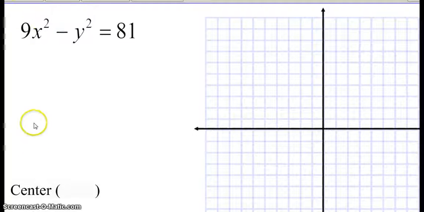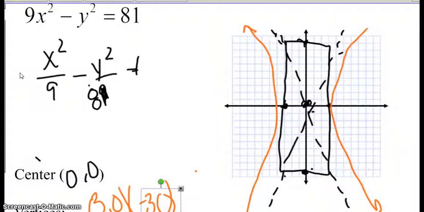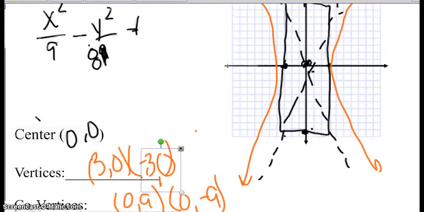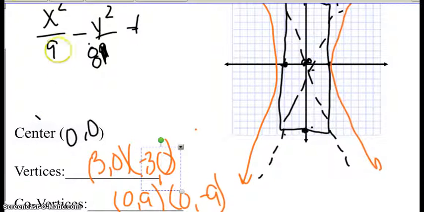Okay? Do this one, please look. It goes back to x squared being first. So go ahead, pause the video. Do this one on your own, please. Okay, so sorry guys, I know my drawings are not that neat. My pen's giving me a really hard time. So I have x squared over 9 minus y squared over 81 equals 1. So my x shift is left 3, right 3. My y shift is up 9, down 9. My center is 0, 0. My vertices are 3, 0 and -3, 0. My co-vertices are 0, 9 and 0, -9.